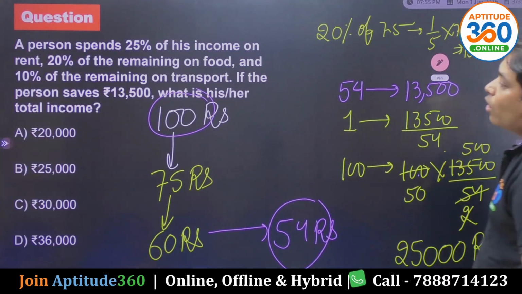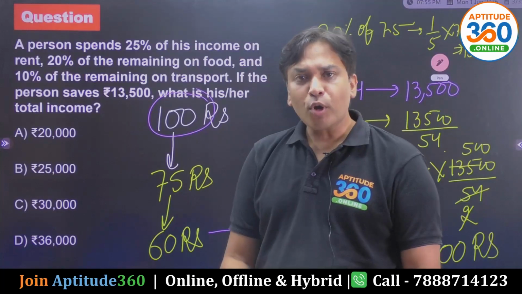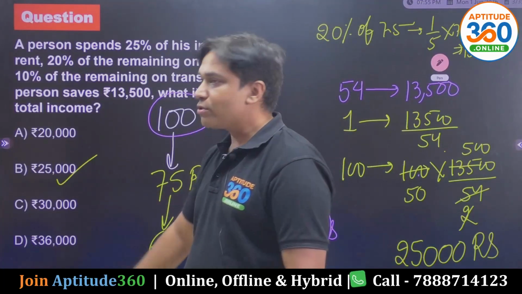So what was his total income as per the problem? It should have been nothing but 25,000 rupees. Isn't it simple?